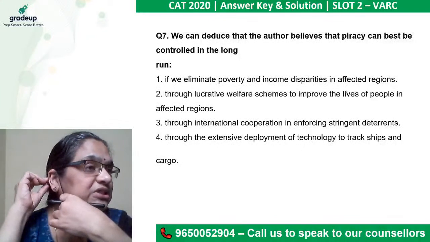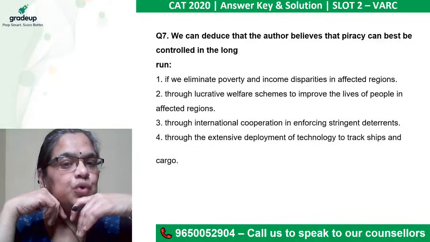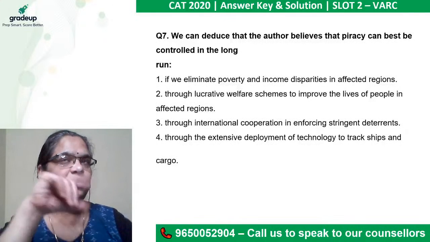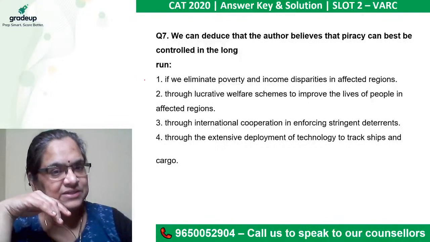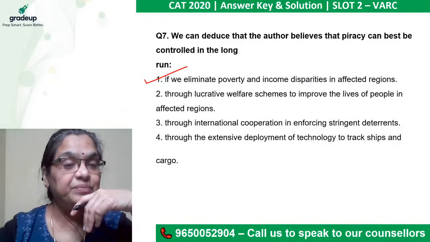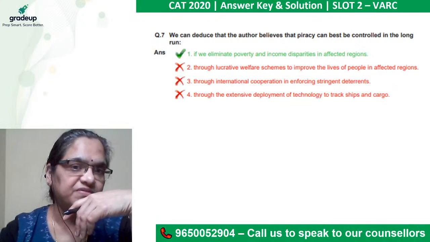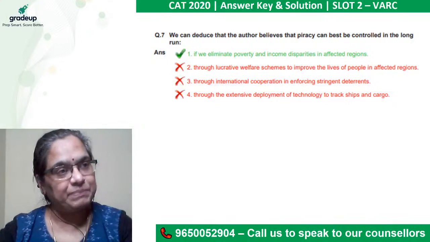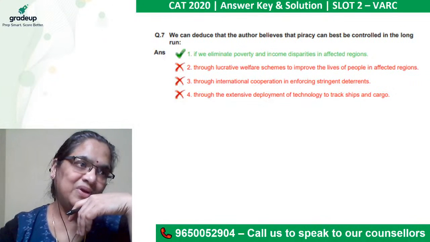What do you think is the author's belief in the most effective way to control piracy in the long run? Answer was easy. He has said all failed, but the main thing is the discrepancy, the gap, income disparities. So obviously he would go with option 1, to eliminate poverty, because poverty, the need and greed, is the cause of piracy. So if you can eliminate need, you can probably eliminate greed, and the disparities he has talked about. So easy answer. Answer was 1. All right.